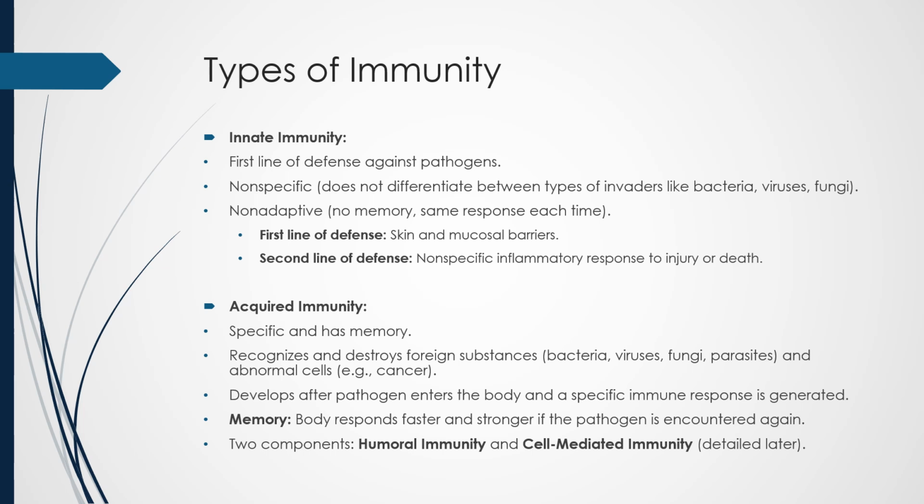Acquired immunity is specific and has memory. It recognizes and destroys foreign substances such as bacteria, viruses, fungi, and parasites, and abnormal cells such as cancer. It develops after a pathogen enters the body and a specific immune response is generated. It does have memory, and the body responds faster and stronger if the pathogen is encountered again. It does include two components: humoral immunity and cell-mediated immunity, which will be discussed later.